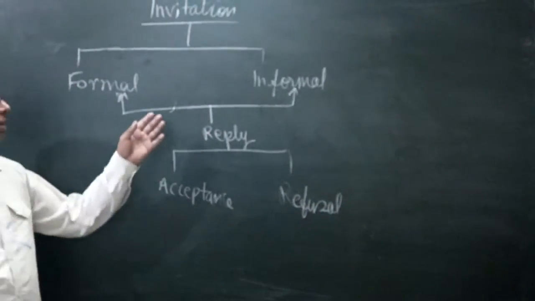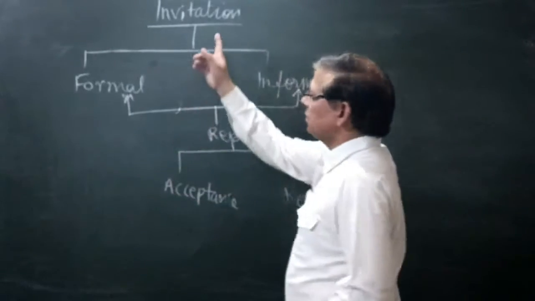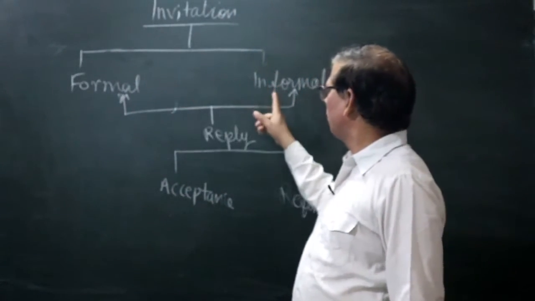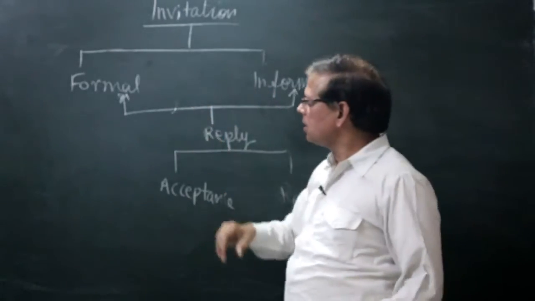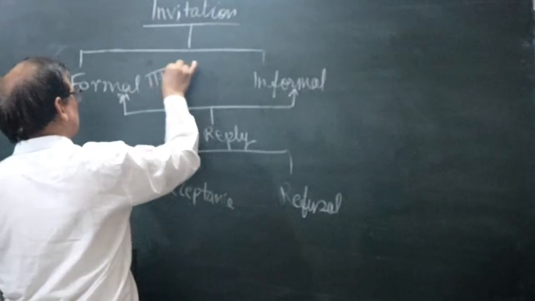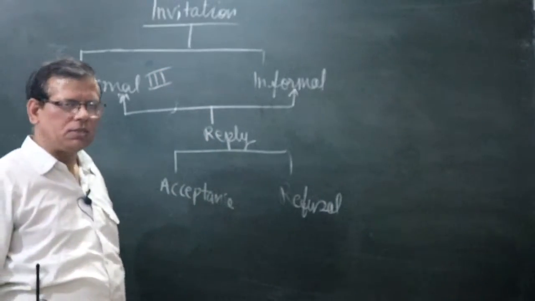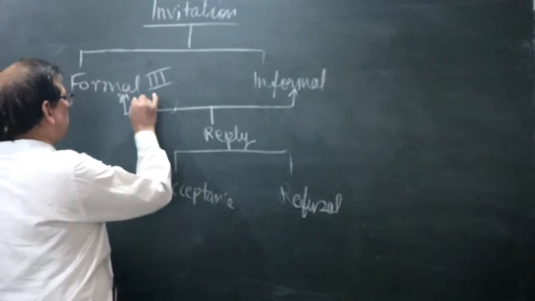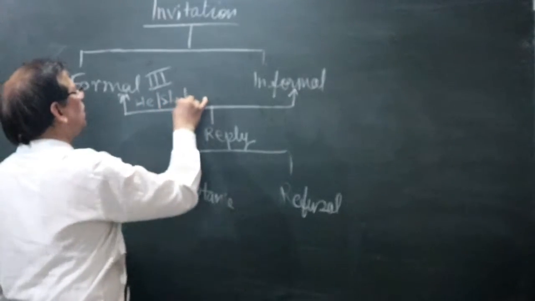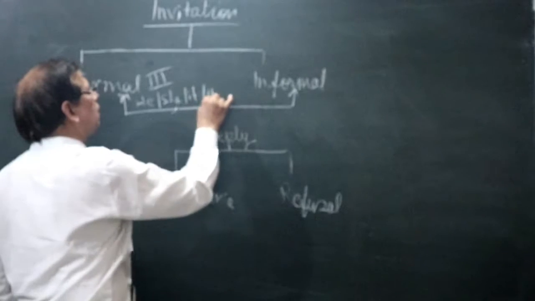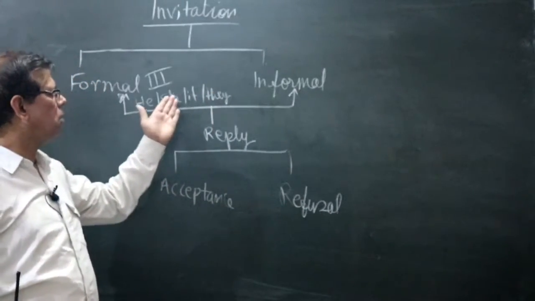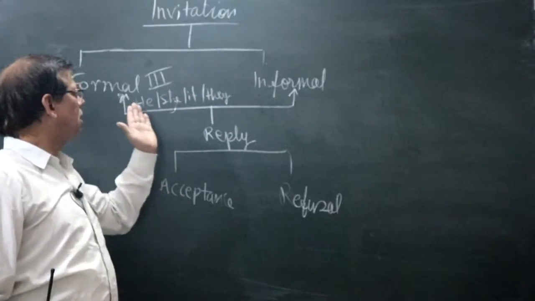Hello everybody. Invitation. There are two types of invitation: formal, informal. Formal invitations are written in the third person language. Third person means he, she, it, they, or him, her, them, their, his.